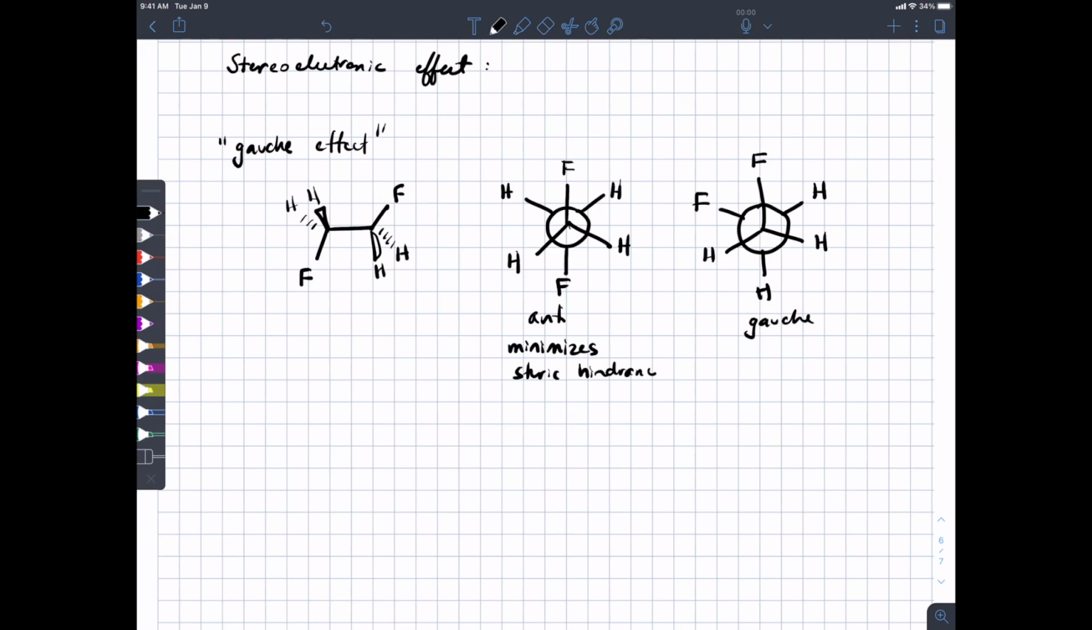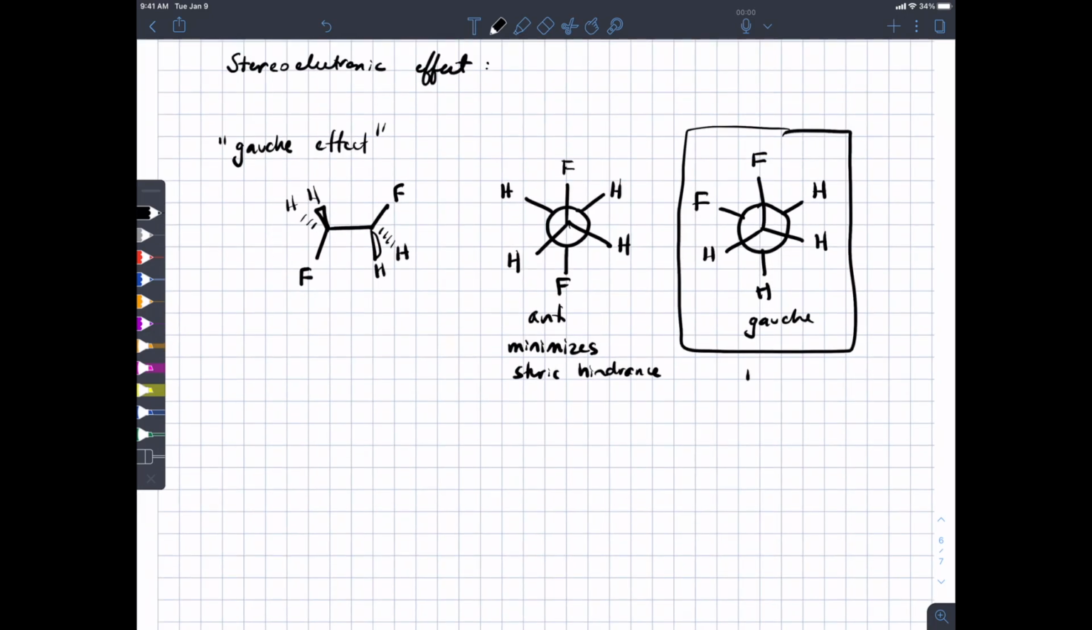However, dun dun dun, for 1,2-difluoroethane, the gauche conformation is actually more stable. So there's a fun rule of thumb in organic chemistry that people say: if it's not sterics, it's got to be electronics. So if you can't explain an effect based on the size of a group, you want to start thinking about what might be happening with the electrons.